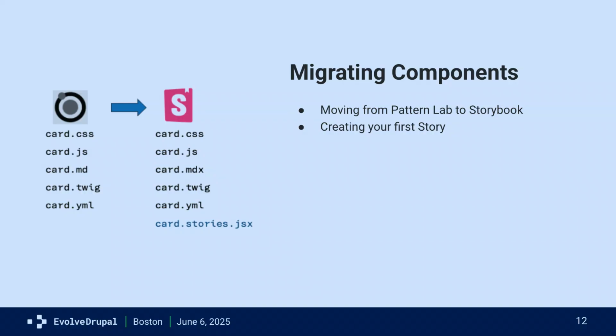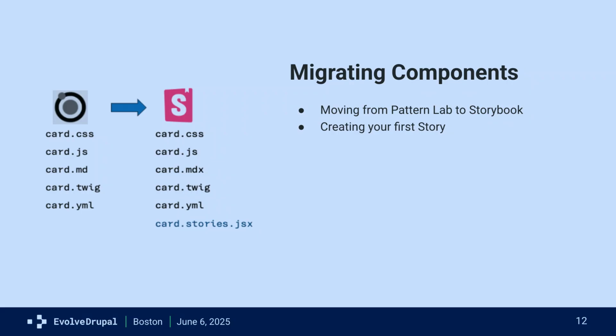So Storybook has this thing called stories, which allows you to then expose your Twig, your CSS, your JavaScript, your Markdown, and a UI so that you can actually view it, so you can play around with it. You can see if it's responsive, accessible. There's all kinds of tools in the Storybook ecosystem that you can extend upon.